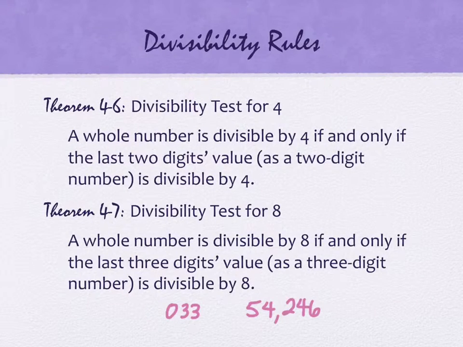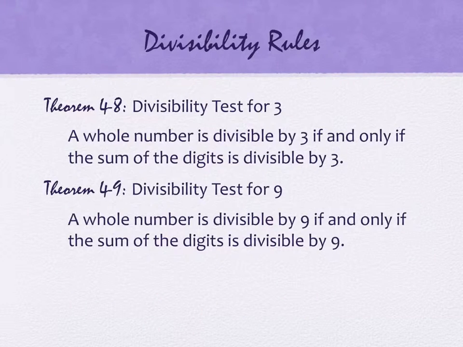4 and 8 get grouped together because it looks at the last 2 digits or the last 3 digits. So if the last 2 digits as a 2-digit number are divisible by 4, the number is divisible by 4. And if the last 3 digits as a 3-digit number are divisible by 8, then the number is divisible by 8. 3 and 9 get grouped together because they're about summing the actual individual digits.